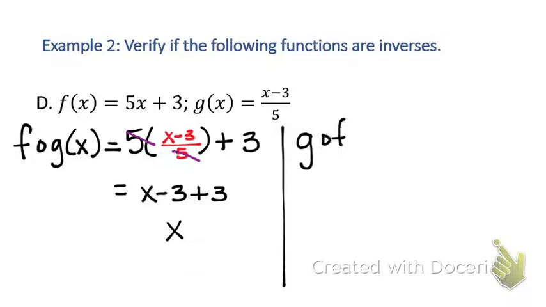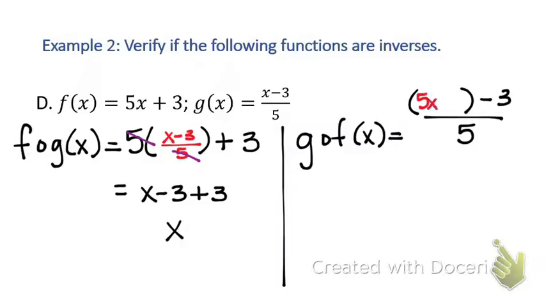G of f of x. So in my g function, I have x minus 3, so I'm going to put parentheses minus 3 over 5. And then in the parentheses, I have my f function. Now the first thing that's going to go away is the 3, because it's the opposite. So the first thing I'm going to cancel out are the 3's. And then that's going to leave me with 5x over 5, which is going to simplify down to x. Okay, so 5.2, verifying that they're inverses. How we feel about that?